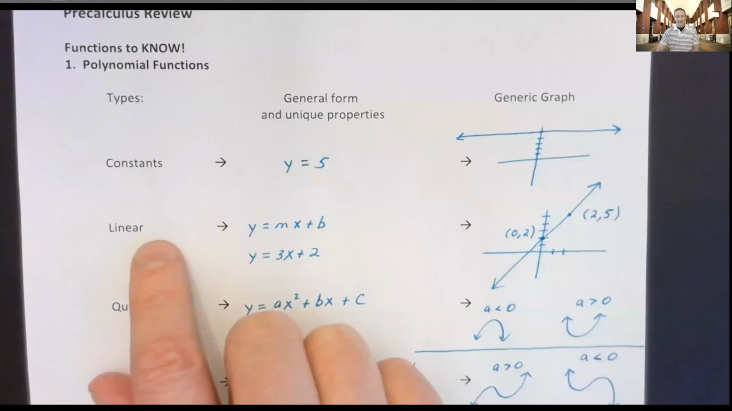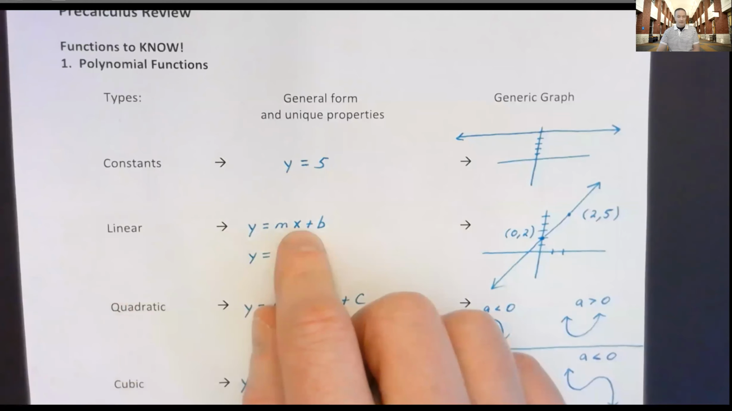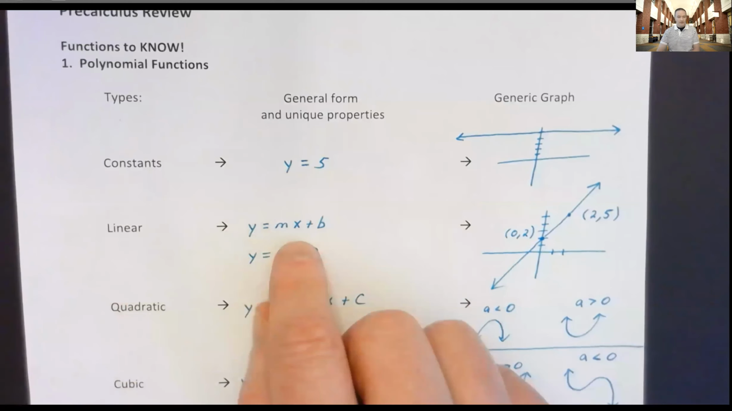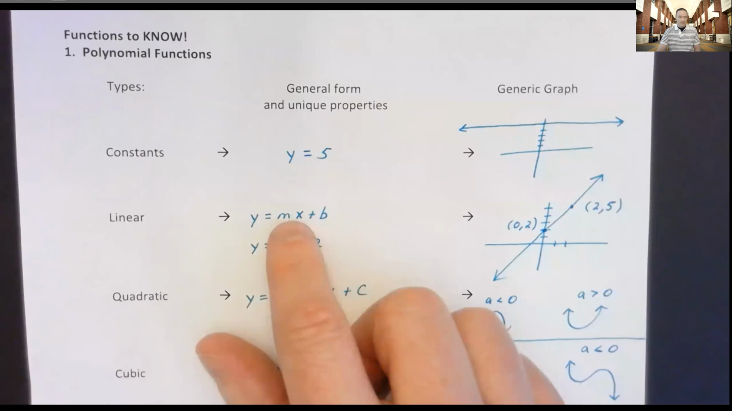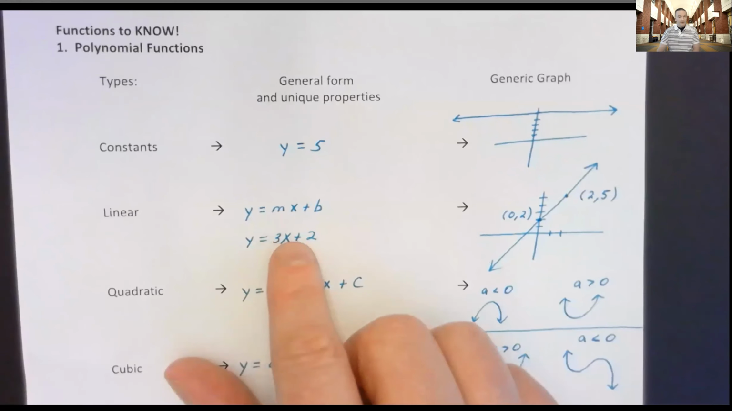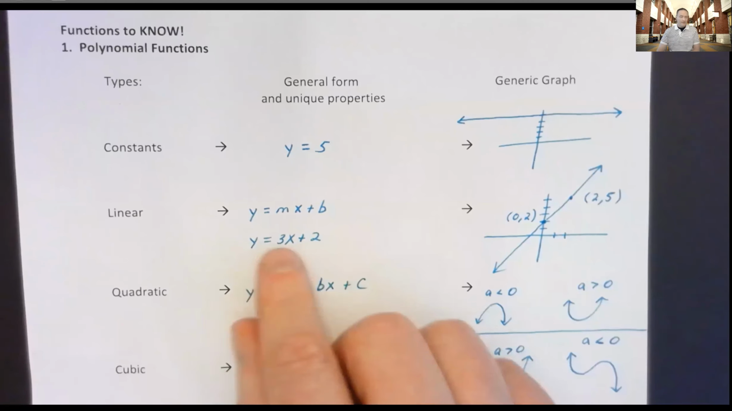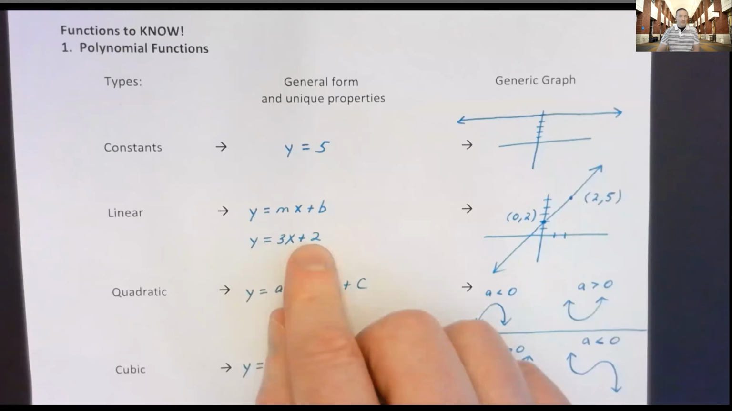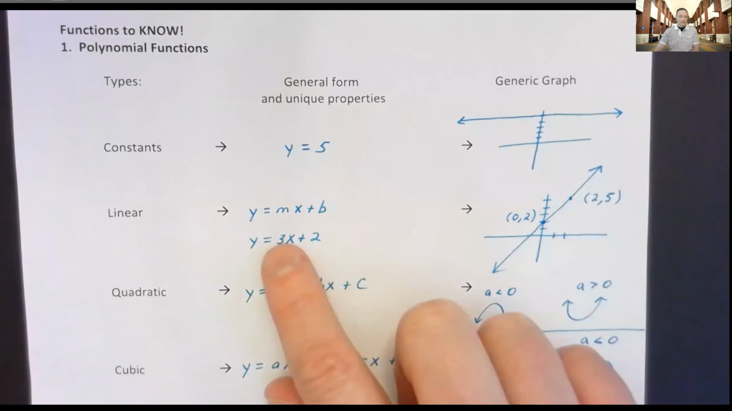Now, if I look at a linear function, that is when we have the x in there instead of the understood coefficient of x being a 0. If I have mx plus b where m is not 0, say for example, if I have y equals 3x plus 2, I know that that means that this line has a y-intercept of 2 and a slope of 3 because the coefficient of x is 3.